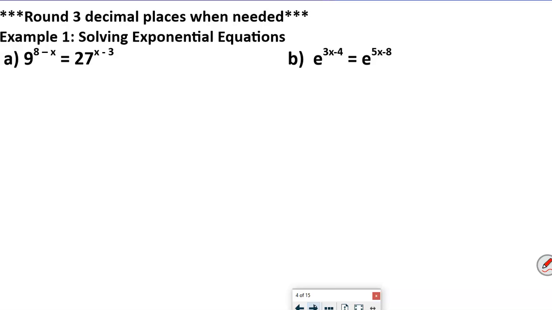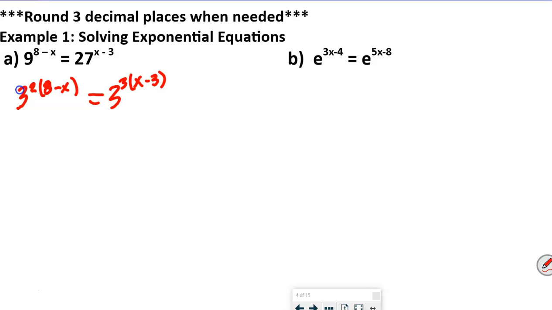So example 1 says solving exponential equations. So on this first one, we want to get the same base. So I'm thinking what number goes into both of these, and I know that they both have a 3. So I'm going to go 3, and 9 is 3 squared. So then I'm going to multiply that times 8 minus x. And then over here, 27 is 3 to the third, right? So what we're trying to do is get the same base here, that 3. And then that's going to be x minus 3.